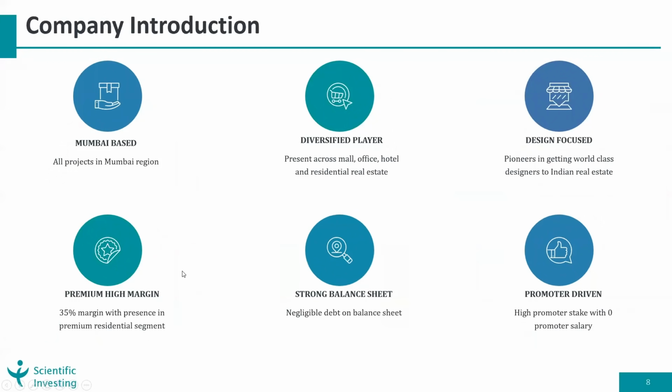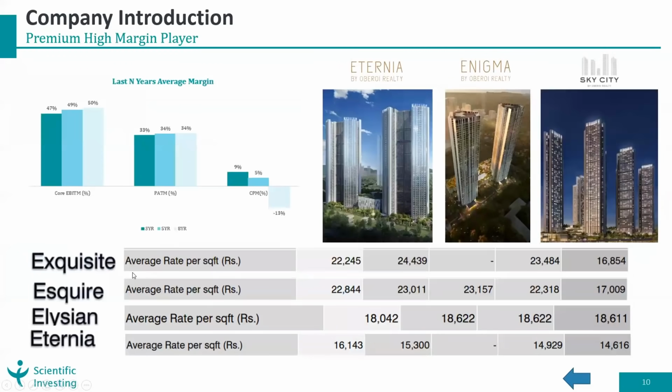Second important thing, it is present in the premium high margin segment when it comes to residential. So if you see some of their projects, these are names of some of the ongoing and completed projects. And if you see the rate per square foot of all these projects, they vary somewhere around 15,000 rupees per square foot to 22,000. In fact, one of the early projects is going at 40,000. So that is the kind of ticket size they work on. Also, if you look at their EBITDA margin, they work at almost 50% EBITDA margin and 35% PAT margin, which is again a typical indication of a premium player.